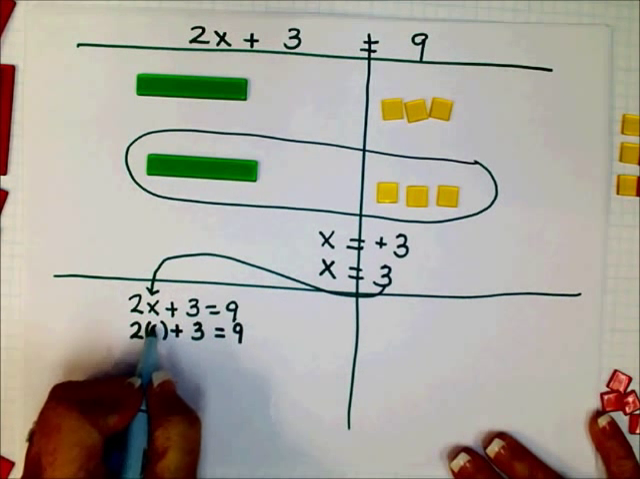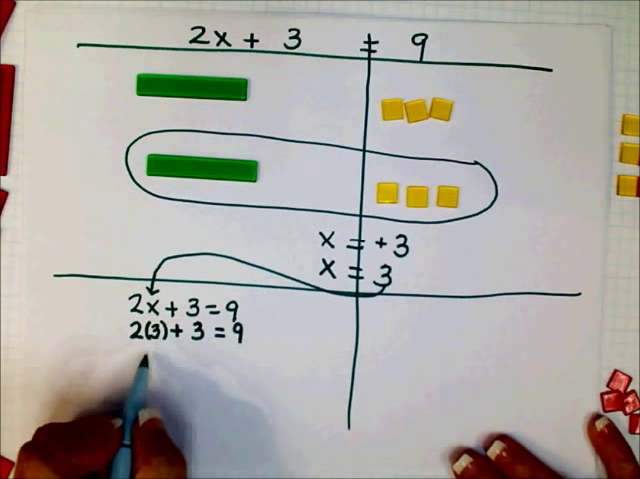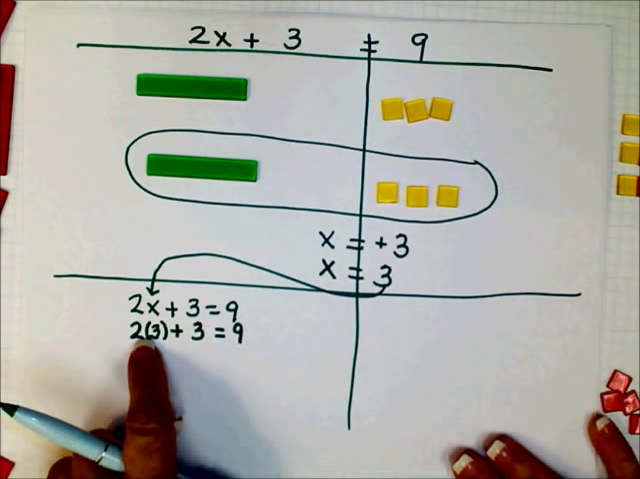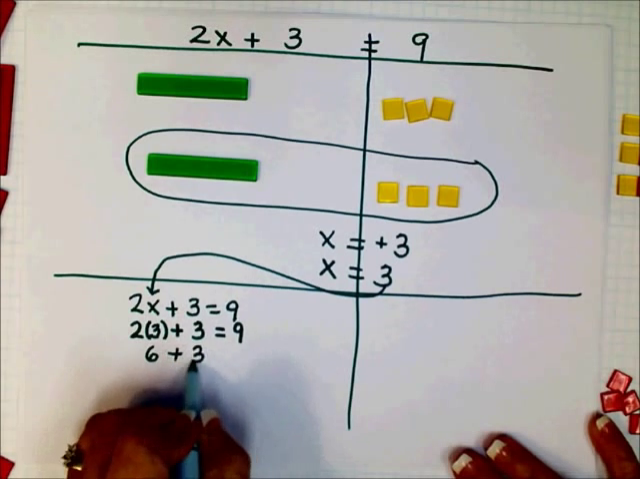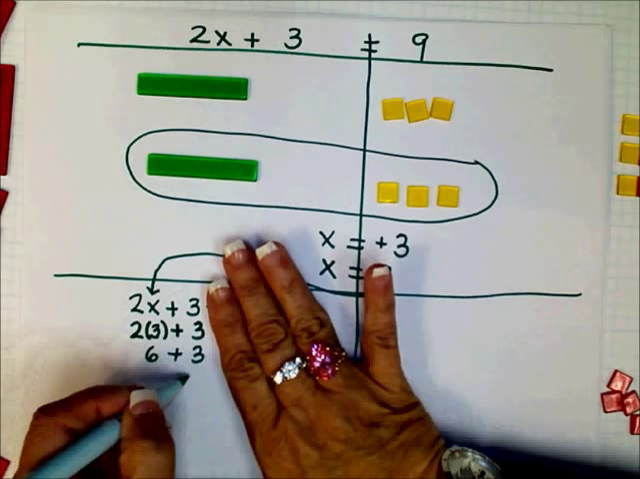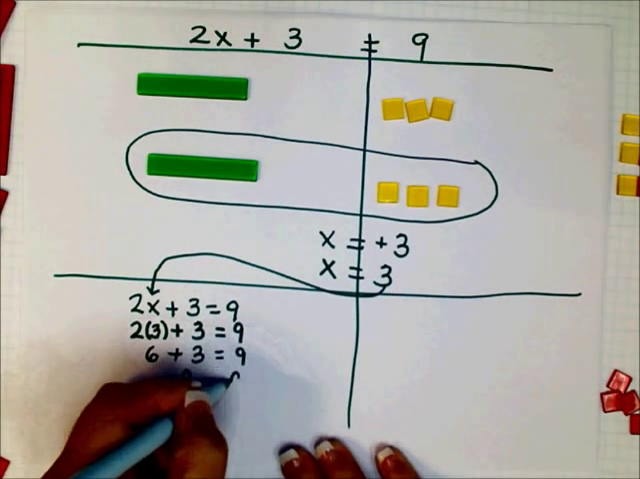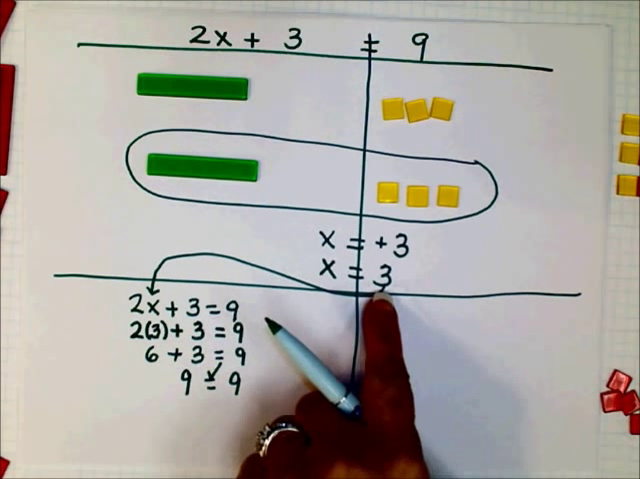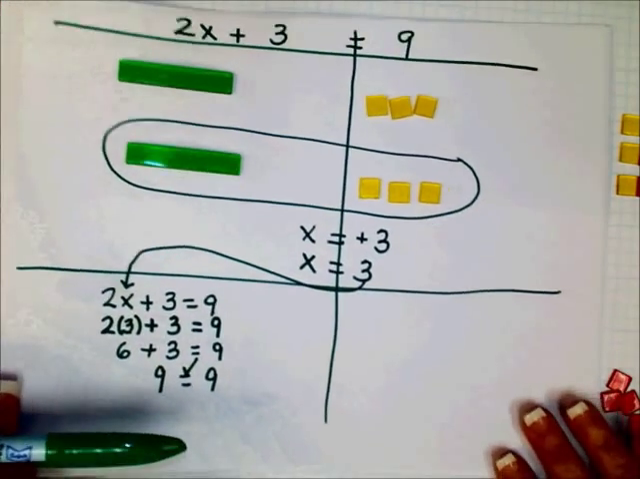And then I'm left with 2 times 3 equals 6, because I multiply first according to order of operations, plus 3 on the left-hand side. And then 6 plus 3 really is 9, so that 9 is the correct answer, and the value of x is 3.